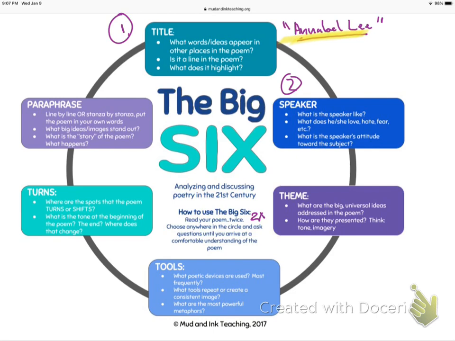What is the speaker like? I want to make clear the speaker is the voice in the poem. It is not necessarily the poet per se. So in Annabelle Lee, it's by Edgar Allan Poe.